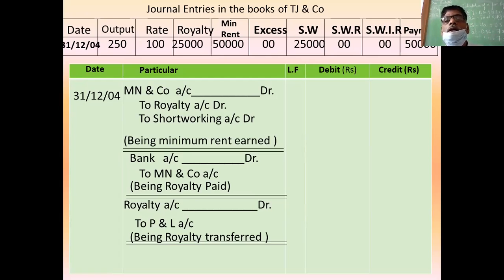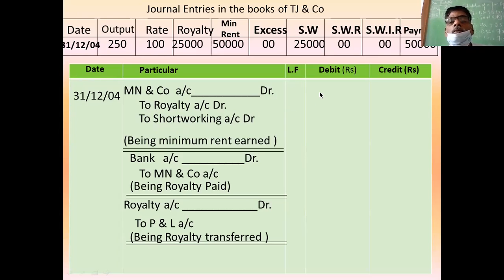Debited becomes credited, credited becomes debited, and the name is changed to the opposite party's name. There we take the lessor's name, here we have to take the lessee's name. This is the point. Okay, MN company account debit to royalty and short working added.